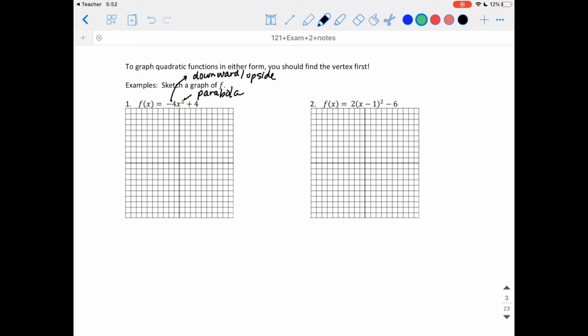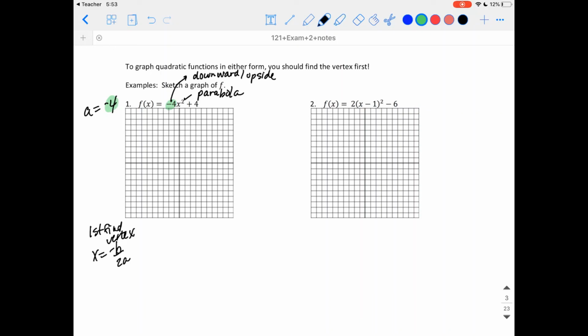Okay, so this is the general form. First thing I'm going to do is find the vertex. I need to remember that I'm going to use x equal to -b over 2a. So my a is going to be -4. I got that one from here.